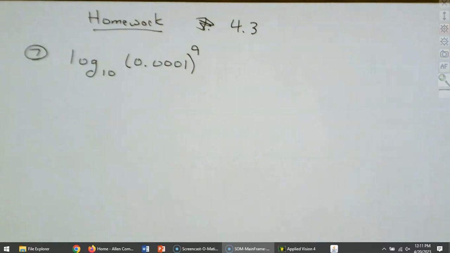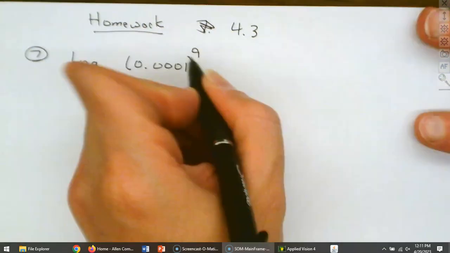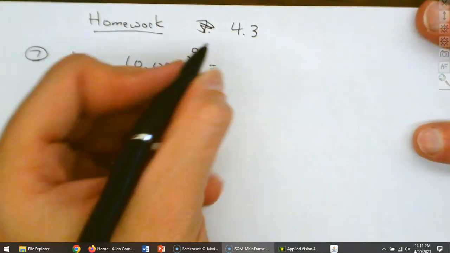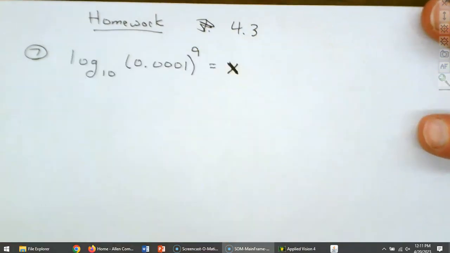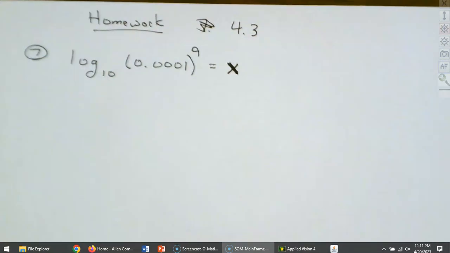We need to use our properties of logarithms to evaluate this down. We want to find the answer, so we want to find x. So we're going to make this equal to x. We want to find out what x is going to be. We can now convert this, because what is our conversion formula? Here's our conversion formula that we're going to be applying.